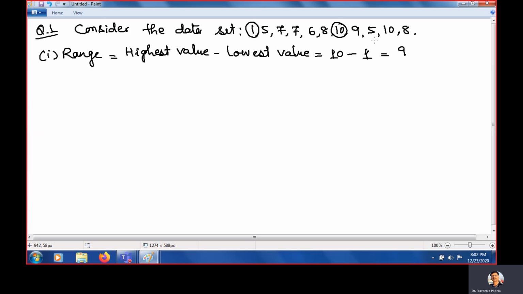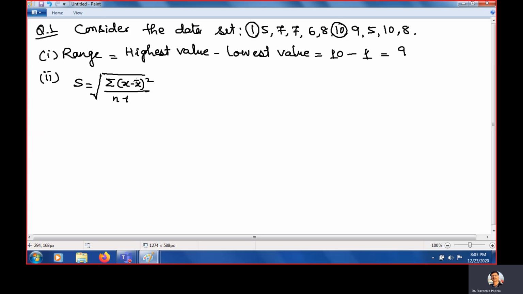So 10 minus 1. So what is the range? Range is 9. Now you come to the standard deviation. What is the standard deviation? Clear? Standard deviation formula is S equals square root of sigma (x minus x bar) power 2 upon n minus 1.